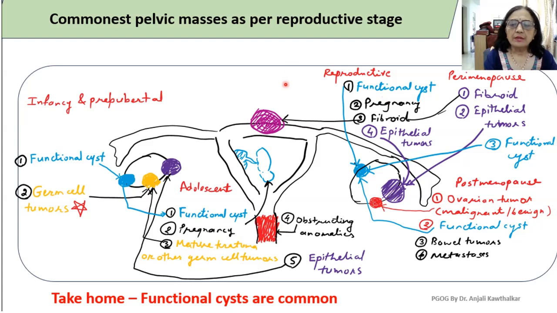Now, first, we will see what are the commonest pelvic masses as per the reproductive age of a female. For that, we can divide the life of a woman into 5 parts. First is infancy and prepubertal age, then the adolescent age, reproductive age group, that is from menarche to menopause, then perimenopausal group and postmenopausal group. Like that, we can divide it into 5.